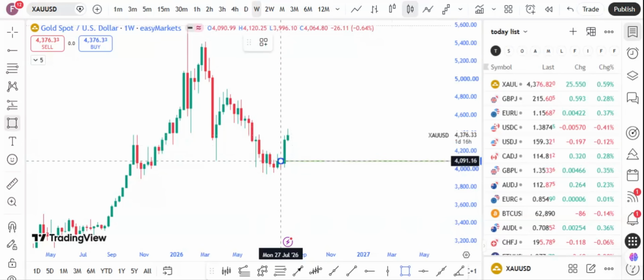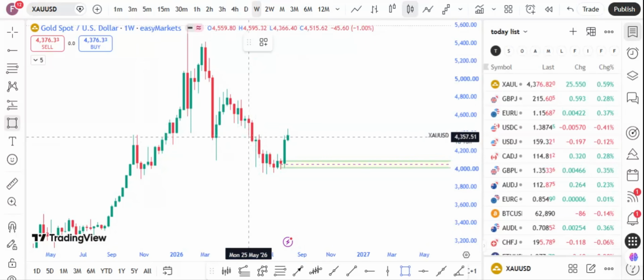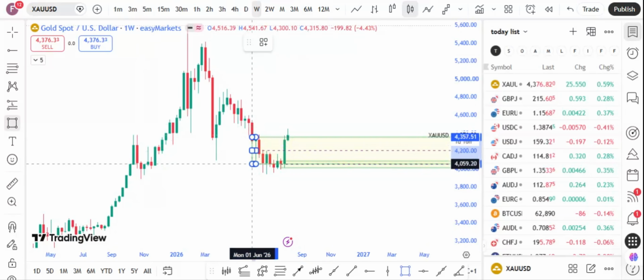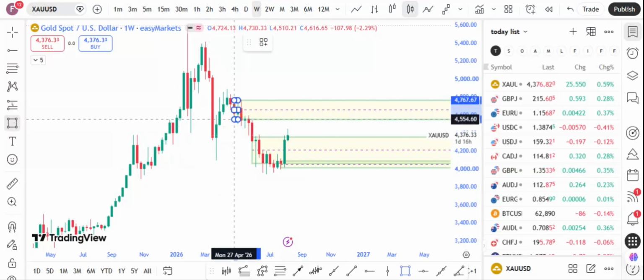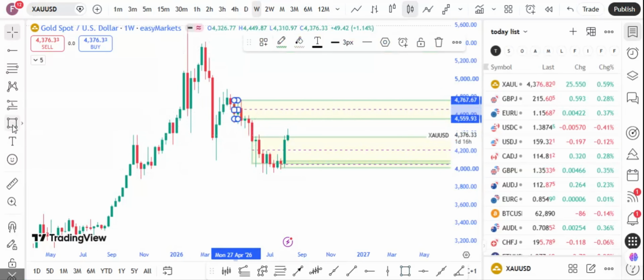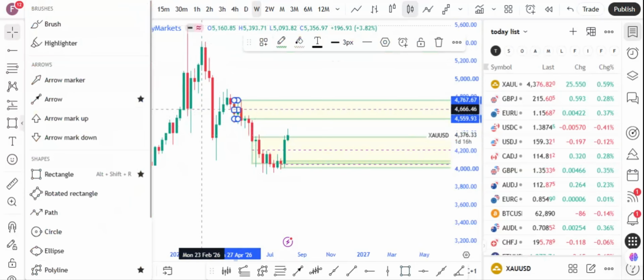Here is an engulfing candle on this weekly. Here is an engulfing candle as well, from here to here for a sell. Here is another engulfing candle, and here is another.